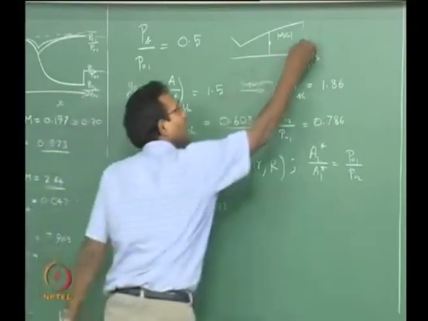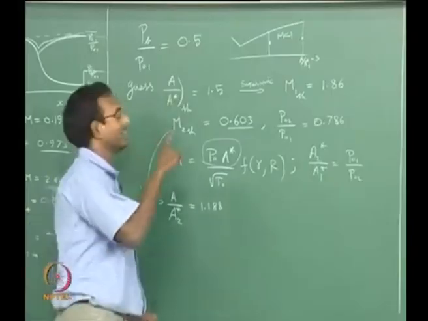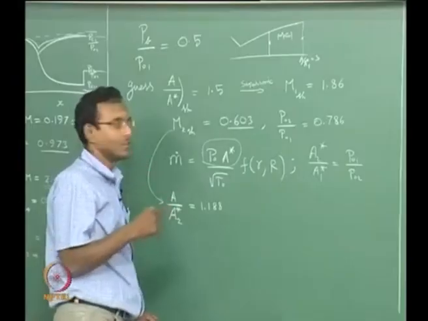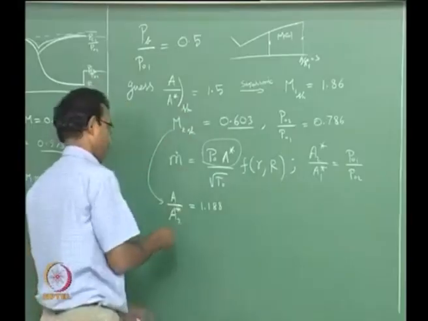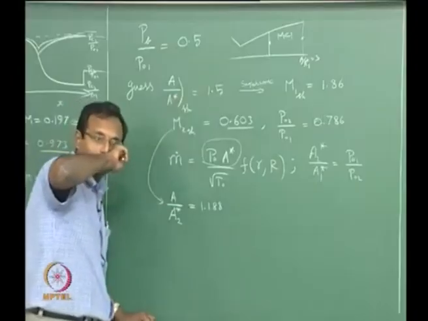I have to find the A by A star at the exit, which is our goal. We want to match that with 0.5 of P01. That is the goal for us. So how will I find that? I have to find A by A star at the exit. How will I do that?